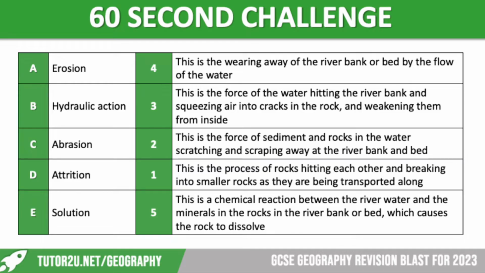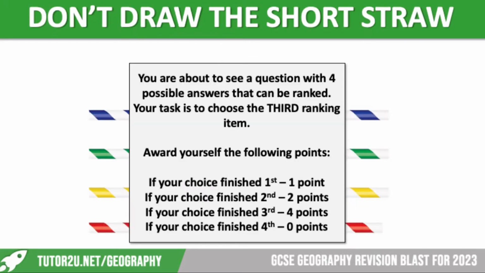D1 is attrition. This is a process of rocks hitting each other and breaking into smaller rocks as they're being transported along. And E5 is solution. This is a chemical reaction between the river water and the minerals in the rocks in the riverbank or bed, which causes the rocks to dissolve. So well done if you got all of those correct.